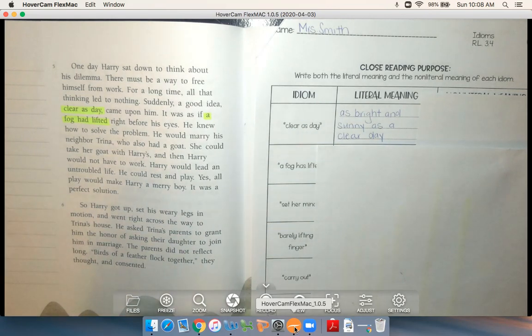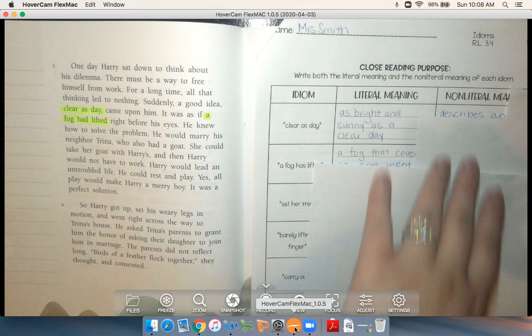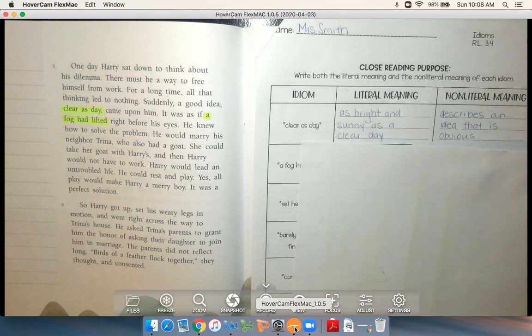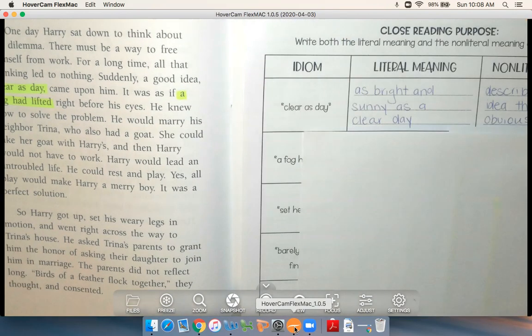Probably not. When we use the idiom clear as day, what I mean is, let's see how I can shuffle these around. There we go. Is that it describes an idea that's obvious. If I say something is as clear as day, right? Think about a clear sunny sky. You can see things super clearly, right? So when I use that idiom in this passage, what I really mean is it's an obvious idea. Suddenly this great obvious idea came upon Harry that's going to solve his problems. Okay? Maybe it would help if I zoom in so you can see.